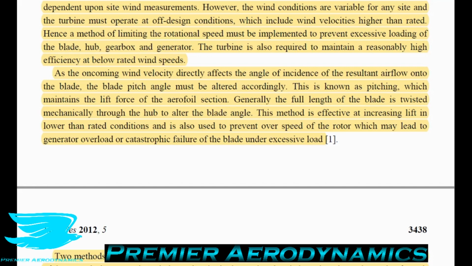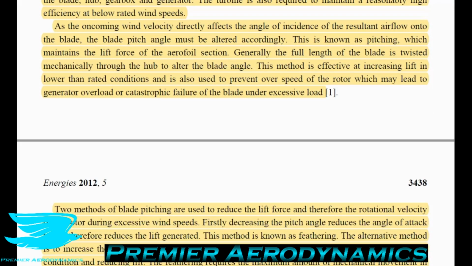So literally, if you have a change in wind velocity, you want to then pitch your entire blade to either increase the angle of attack so you can still generate enough lift to rotate the blades, or reduce the angle of attack to not overload the blades. They say this method is effective at increasing lift in the lower rating conditions, and is also used to prevent overspeed of the rotor, which may lead to generator overload and catastrophic failure of the blades under excess load.